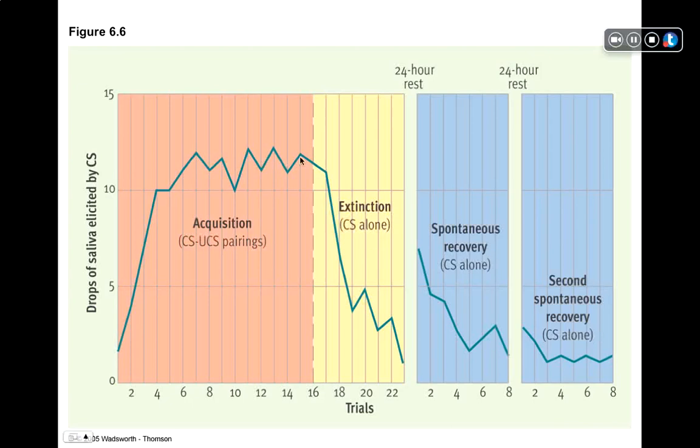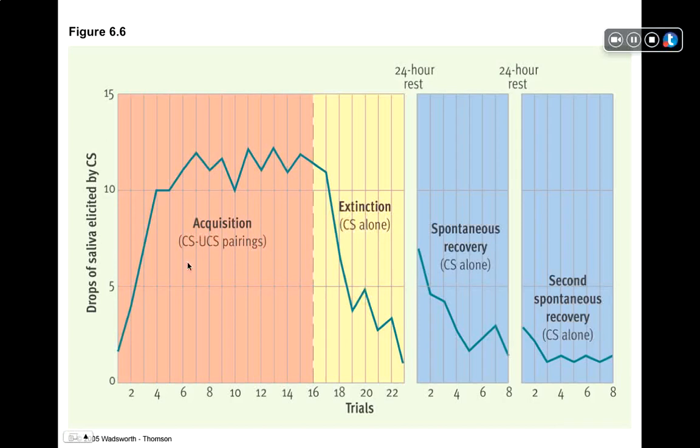And then what can be learned can also be unlearned, and that's the extinction phase. So now we're just presenting the bell alone, conditioned stimulus just by itself, not followed by meat powder. What do we see happening with salivation? Right? So pretty rapidly the animal unlearns what it learned initially. That is, over a number of trials of the conditioned stimulus alone, the tone alone, or the bell alone, we see the animal unlearning what it learned initially in the acquisition phase.